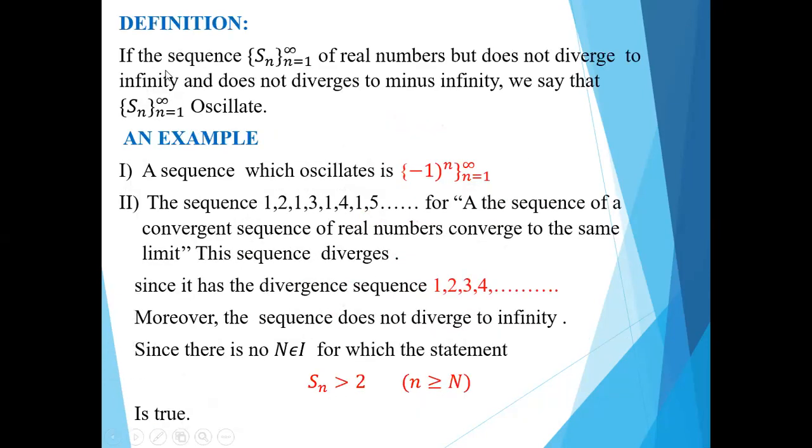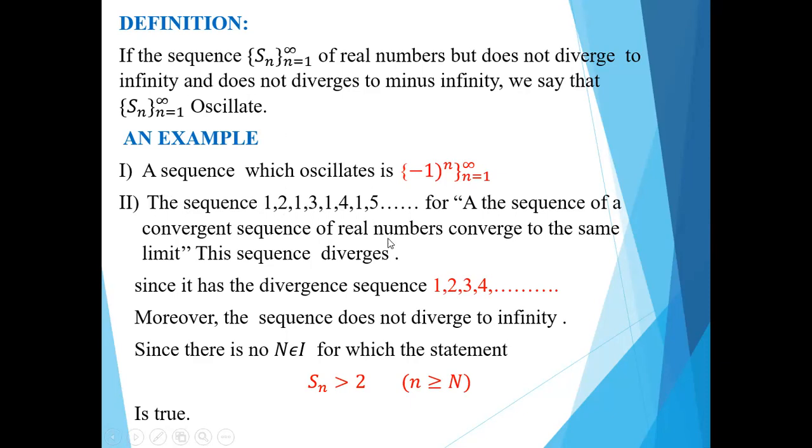The definition of oscillate: if a sequence Sn, n equal to 1 to infinity, of real numbers does not diverge to infinity and does not diverge to minus infinity, it is called oscillatory. The sequence is oscillatory. An example of a sequence which oscillates is minus 1 to the power n, n equal to 1 to infinity. Second example, the sequence 1, 2, 1, 3, 1, 4, 1, 5.